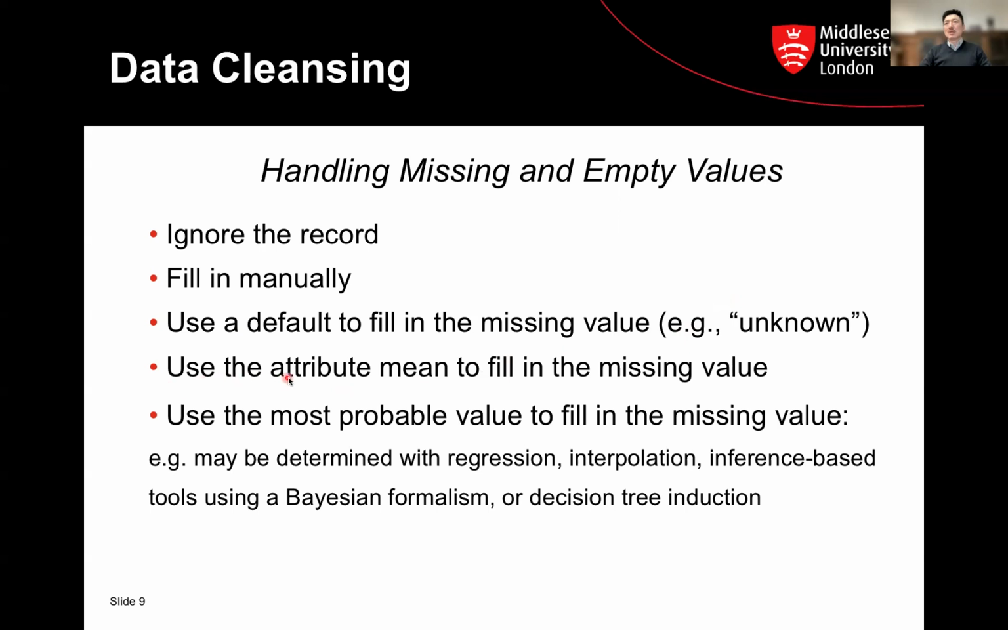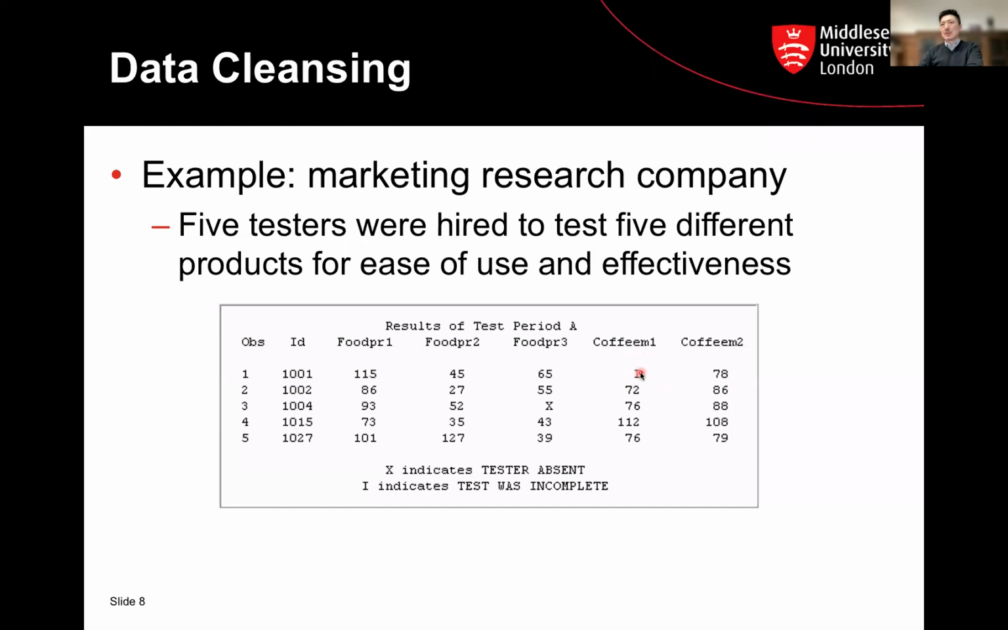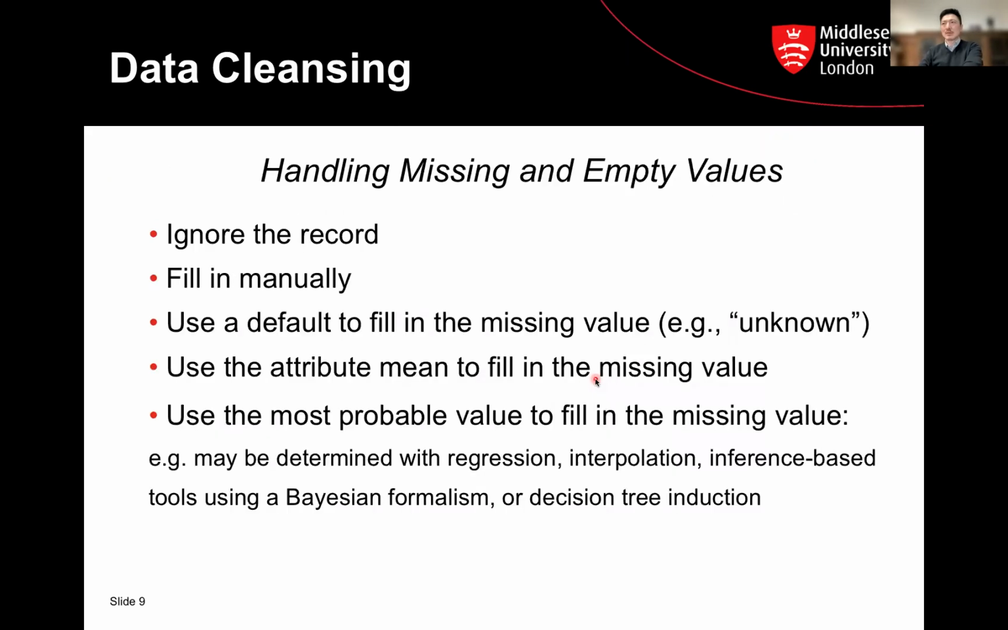Okay, and you can use the attribute mean to fill in the missing value. So for this one, it's not complete, so we don't have the value. You could replace the I with the average of these other values. You say, okay, that might be the likely value for this one. Similarly, for the X, you can average 65, 55, 43, 39 to give the average value. That's kind of a guess, and it's probably better than a random number. But we really don't know how good it is. But maybe it's better than not having it, especially if we have to include it in the test or in the analysis.